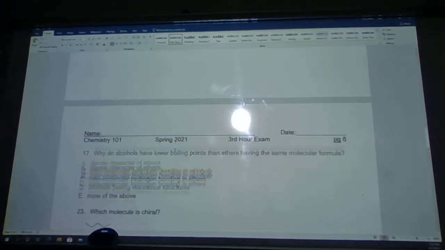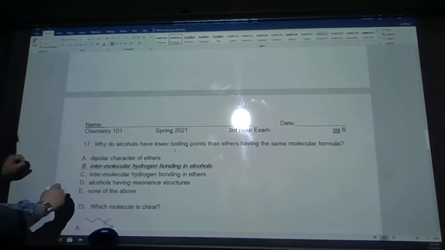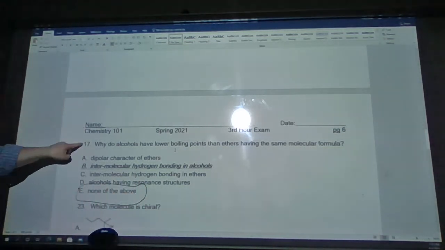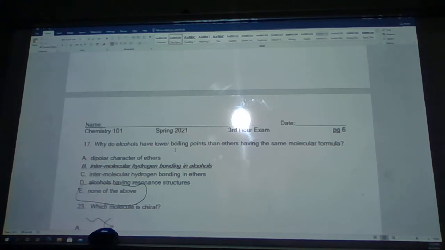Number 17, correct answer here should be E, because alcohols do not have lower boiling points than ethers, they have higher boiling points. So the correct answer here is E.